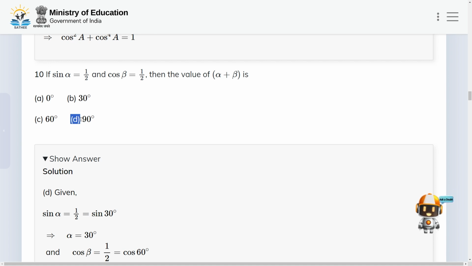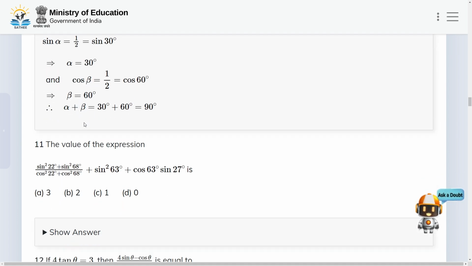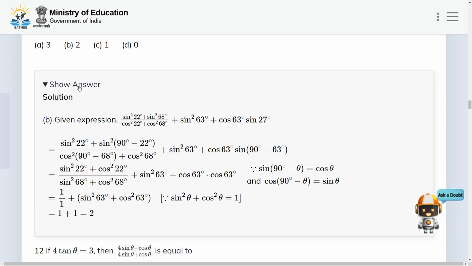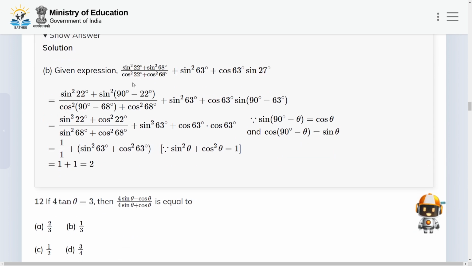So now let us move to the next problem. In the next problem, we need to find the value of the expression. So first of all, let us see what is actually given to us. The given expression is sine square 22 degree plus sine square 68 degree, divided by cos square 22 degree plus cos square 68 degree, plus sine square 63 degree plus cos 63 degree times sine 27 degree.